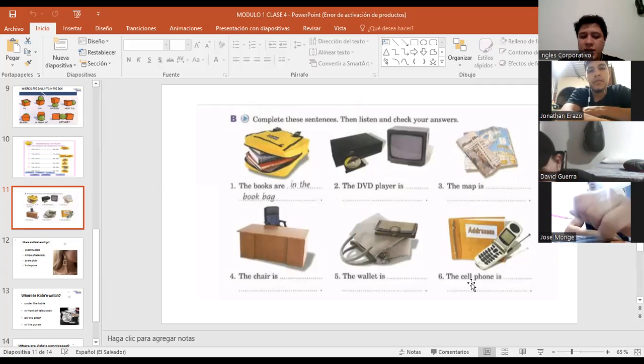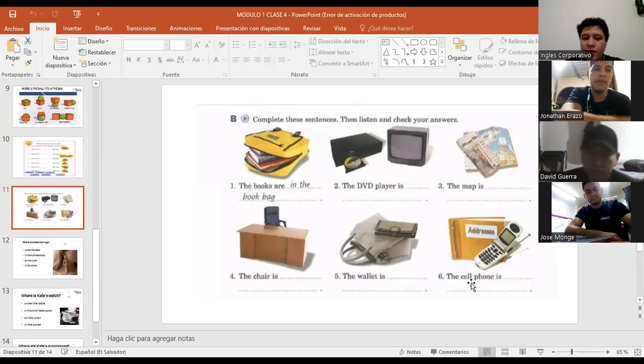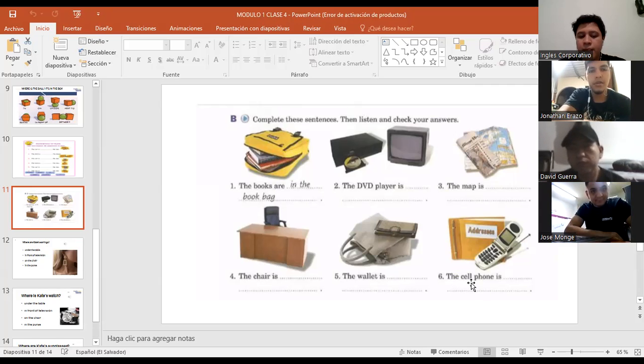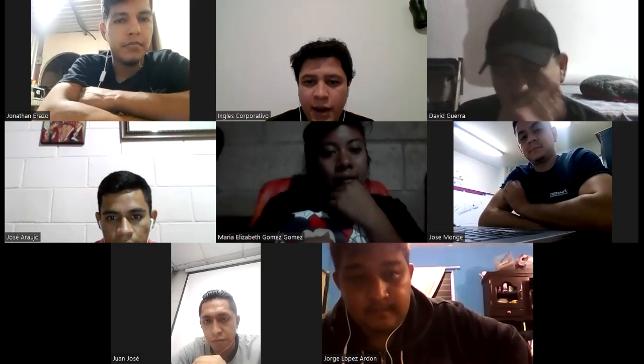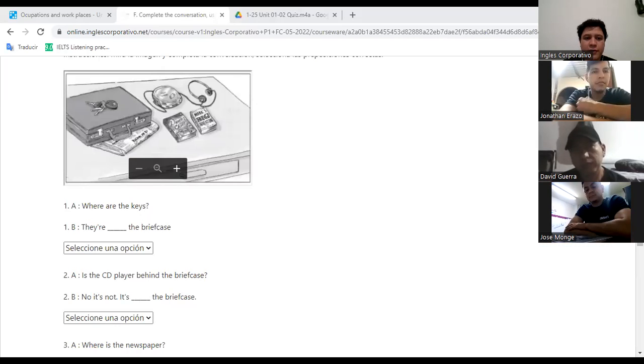Now let's see this one. The cell phone is, ¿cuál sería, chicos? In front of. In front of the qué? Cell phone. Well, the cell phone is in front of the book address, right? The book address. Perfect, guys. So I guess we got this, right? Solo era para un reminder, right? Como un refresh of your minds, okay?